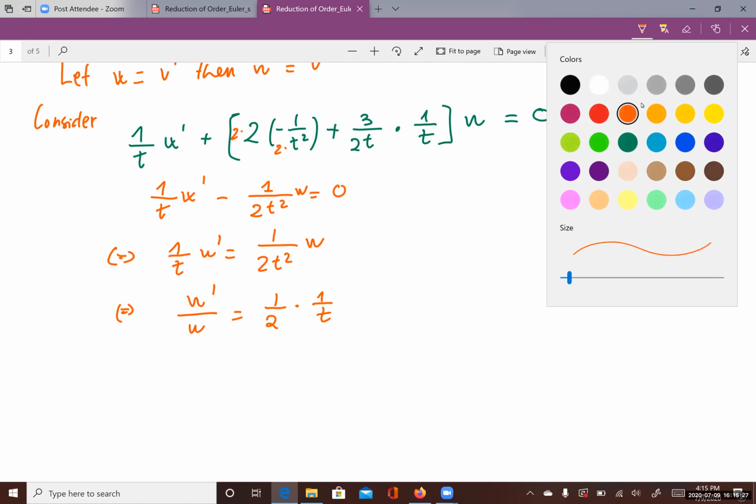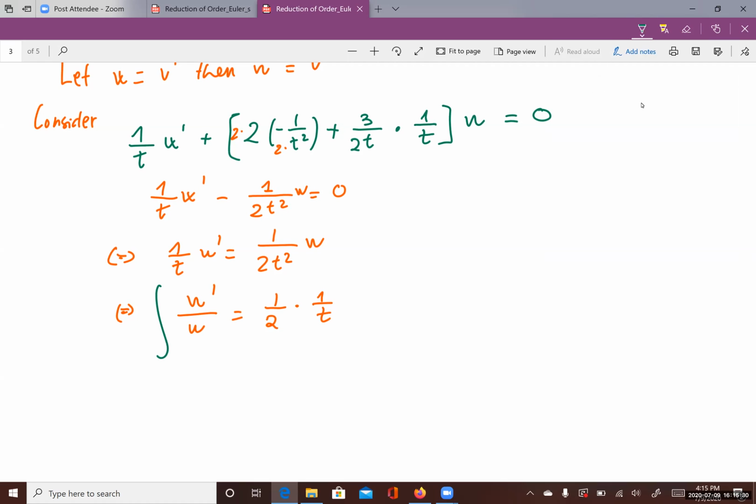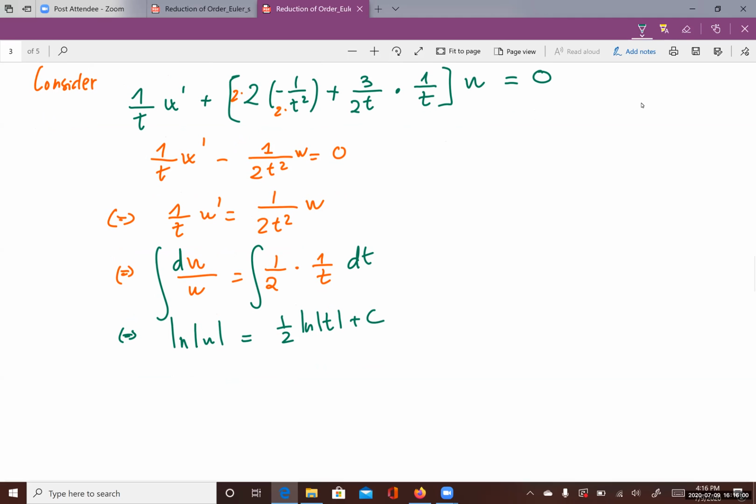And then I want to integrate both sides, right? I got dt here and I got dw here. Well, then the next step is just finding these integrations, which is natural log of w equals, say, 1/2 natural log of t plus c. Well, then that means w equals t raised to 1/2.